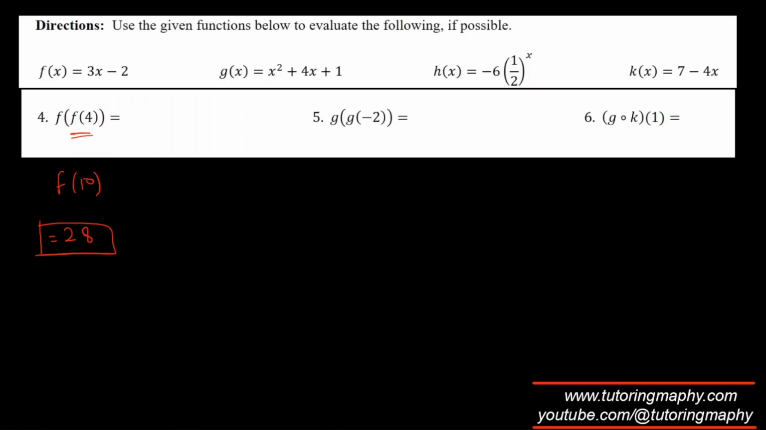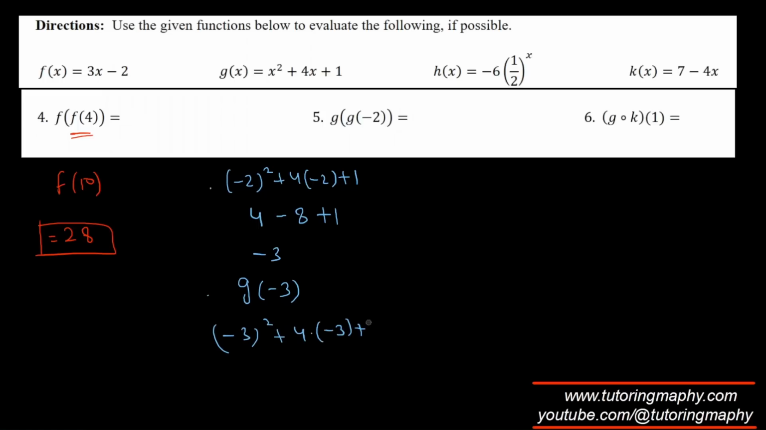Right. The next one is g of g of negative 2. So I put negative 2 over here. So that's going to look like negative 2 squared plus 4 times negative 2 plus 1, which is 4 minus 8 plus 1, which is 5 minus 8, and 5 minus 8 is negative 3. And I'm looking for g of negative 3 now because that's a composition, correct? I put negative 3 in g, so negative 3 squared plus 4 times negative 3 plus 1, which is 9 minus 12 plus 1, which is 10 minus 12, which is negative 2. So that's the answer.